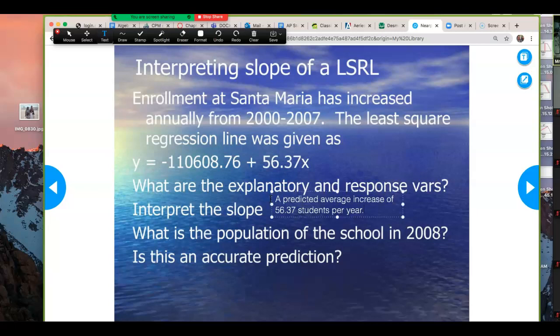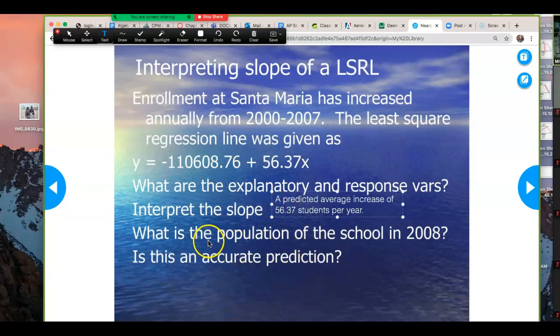So in 2007, there were 2,000 students. In 2008, there are 2,050 students. In 2009, there are 2,100 students. We increased by about 50 each year. It's an average increase, or they use the word typical increase as well.